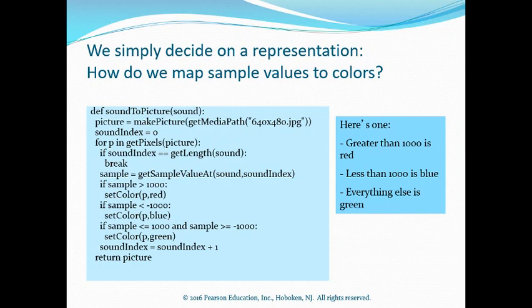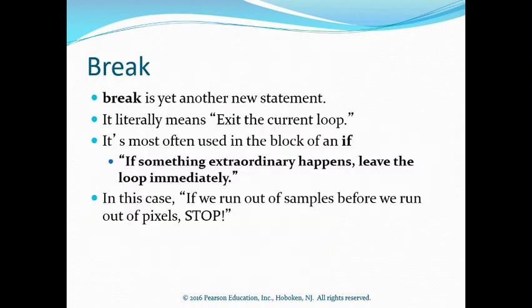And if it's between either of those numbers, set it to green. And then we increase the sound index and continue. And at the very end, after the for loop's done, after the for loop's exited, we return the picture. So what they're doing in this example is everything that's greater than 1,000 is red, less than 1,000 is blue, everything else is green.